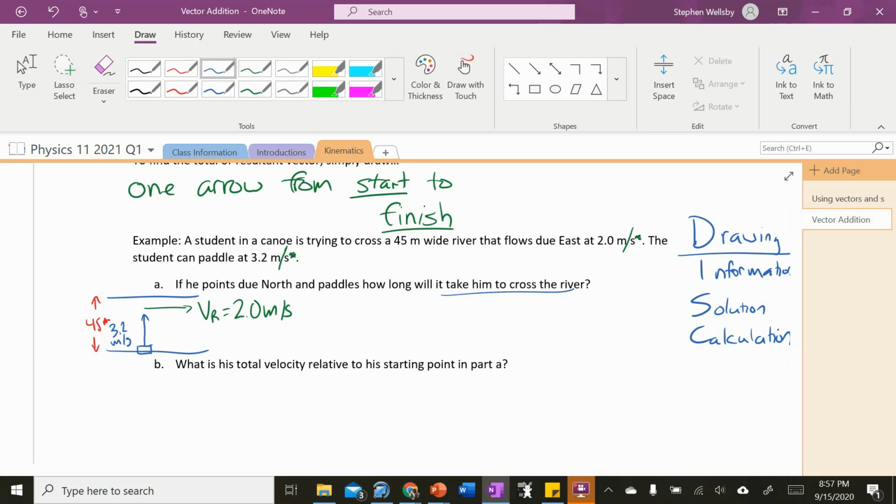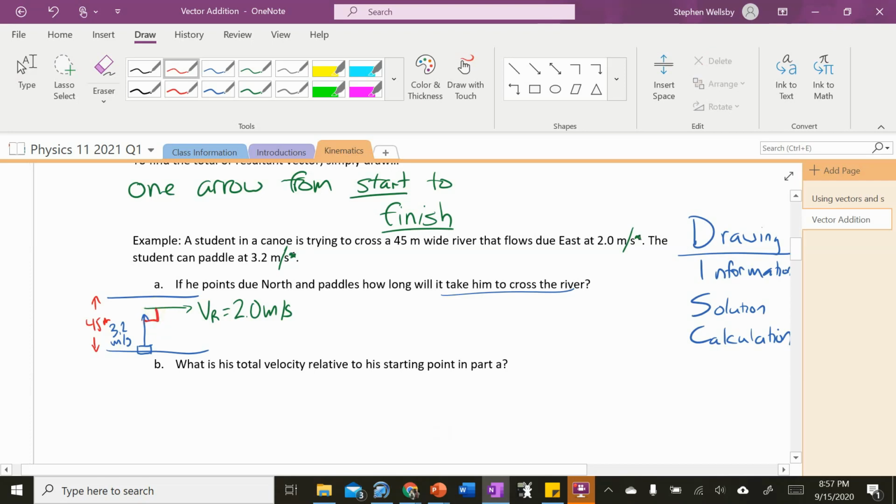But if you're stuck, not to worry. This is a bit of a tricky question. And the reason why it's a bit of a tricky question is because of this fact here. When you are traveling directly north and the river is directly east, you can see that these two vectors are going to be 90 degrees away from each other.